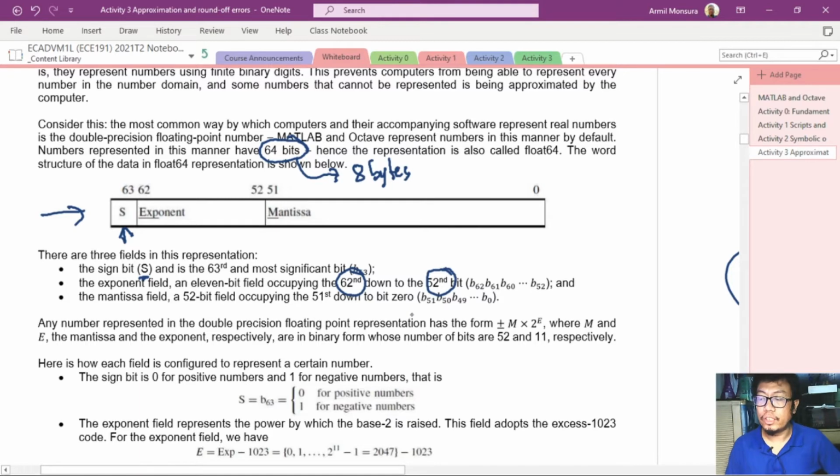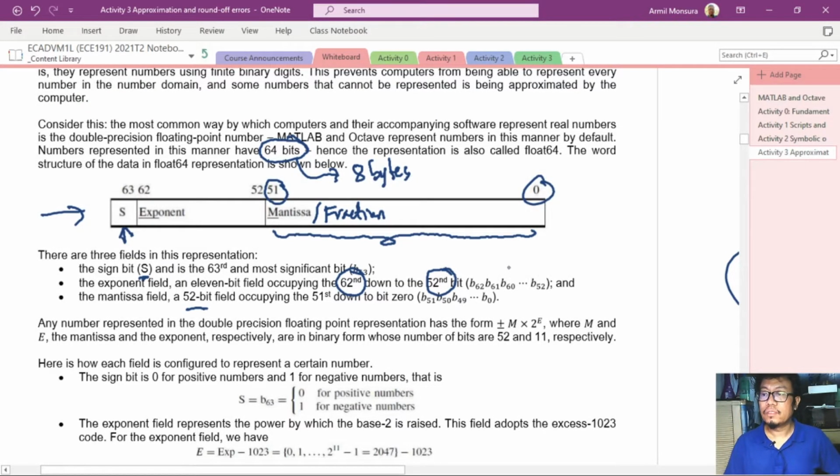So that's 11 bits of code word. And then the rest is the mantissa, or in some literature, the fraction. So the mantissa is 52 bits, occupying the 51st bit until bit 0. So that's its composition.